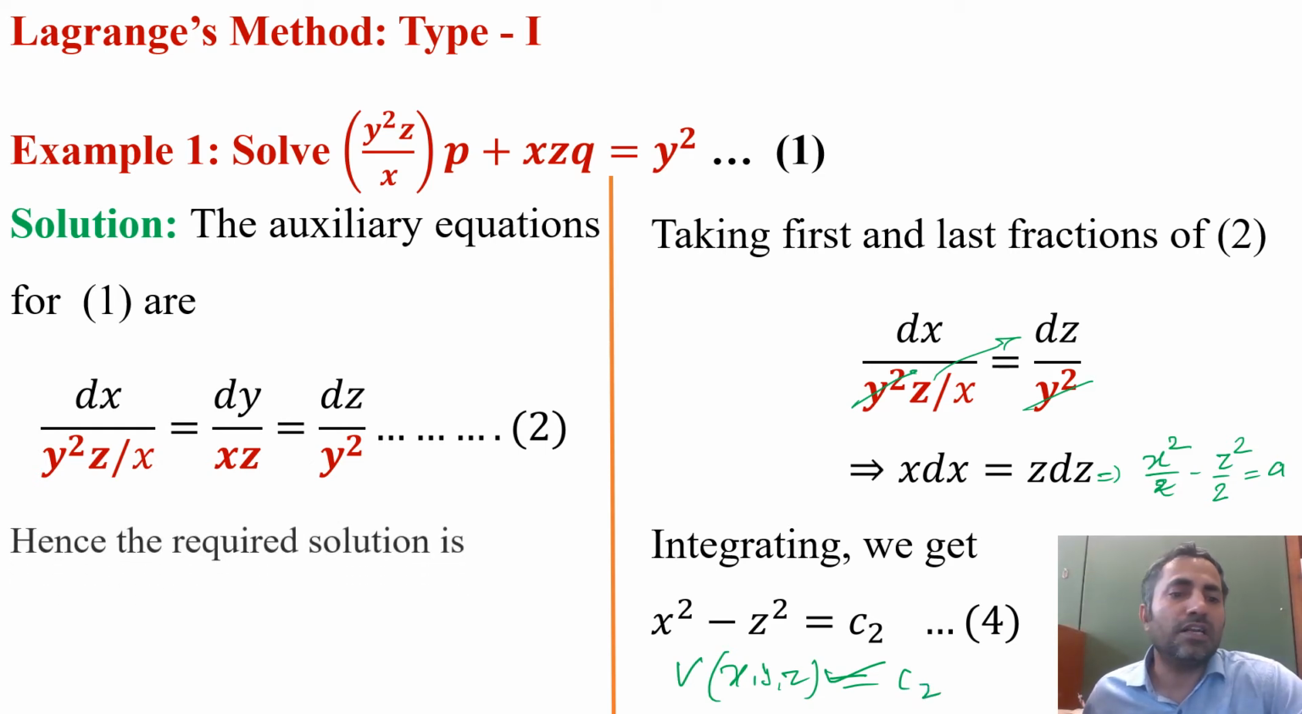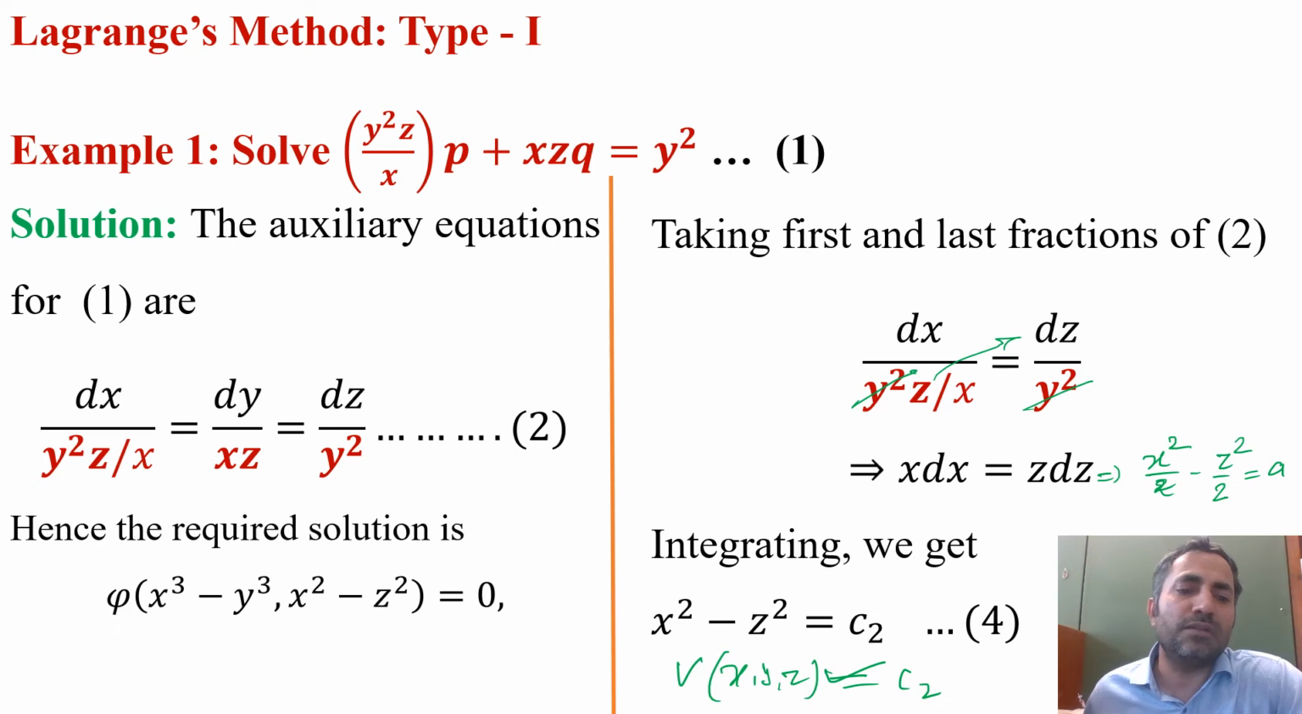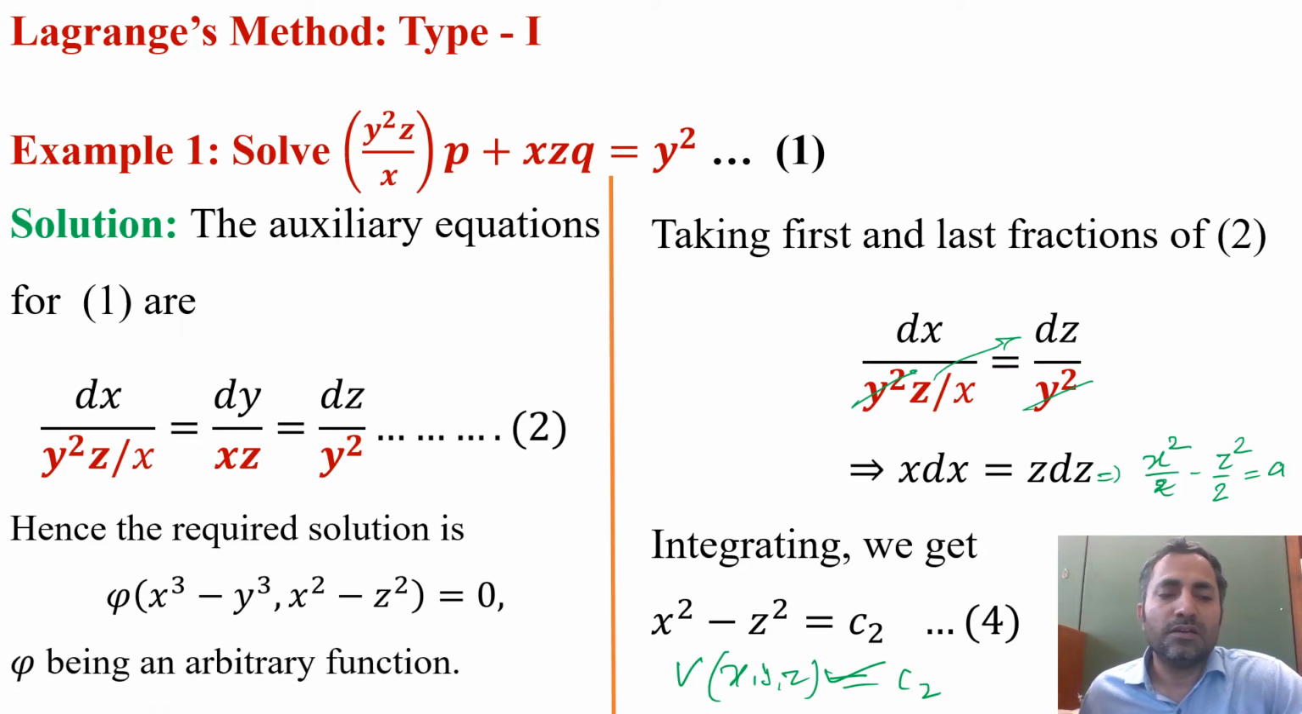So our required solution of the given problem is phi of x cube minus y cube, x square minus z square equals 0. Phi definitely is an arbitrary function here. So in this way we can get the solution of this linear partial differential equation.